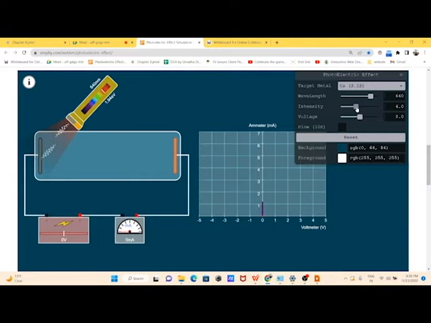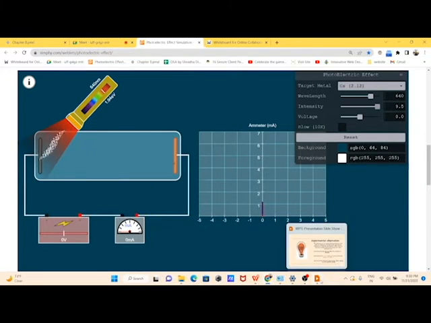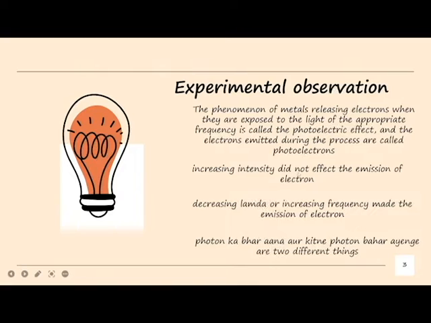So see, I'm increasing the intensity. I have increased the intensity very much. There is a lot of light, like a full torch I have on, but there is no electron coming out. This was our experimental observation: increasing the intensity did not affect the emission of electrons. Even though we are increasing the intensity, that is not affecting the emission of electrons.